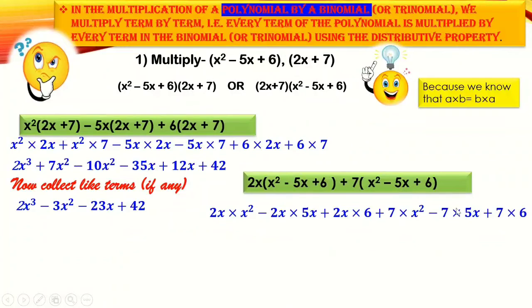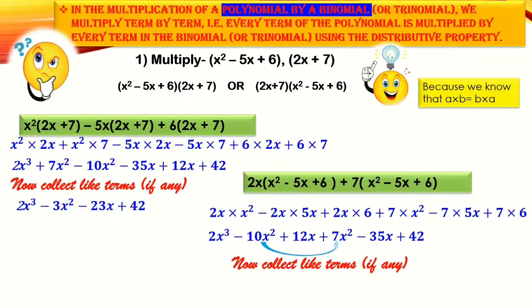Then 7 into minus 5x is giving us minus 7 into 5x. So it means the same only. Then 7 into 6, 7 into 6. Fine. Then next step, we are multiplying the terms 2x cube minus 10x square, 2x into 6 giving us 12x, 7 into x square giving us 7x square, minus 7 into 5x is giving us minus 35x and 7 into 6, 42. Now collect the like terms.